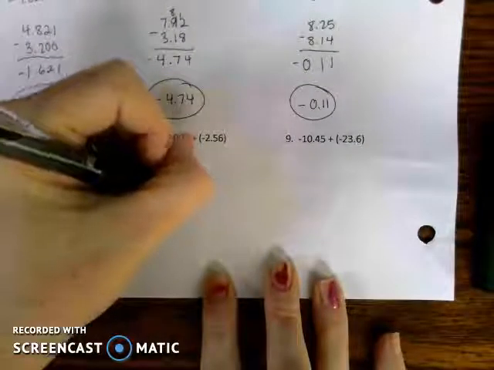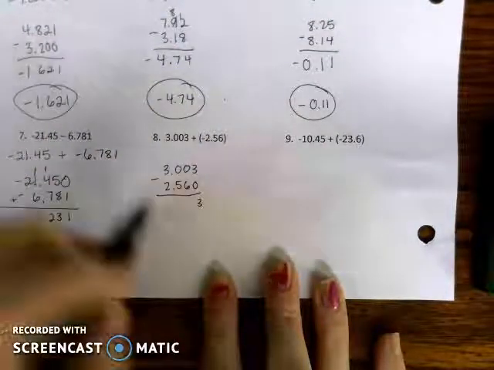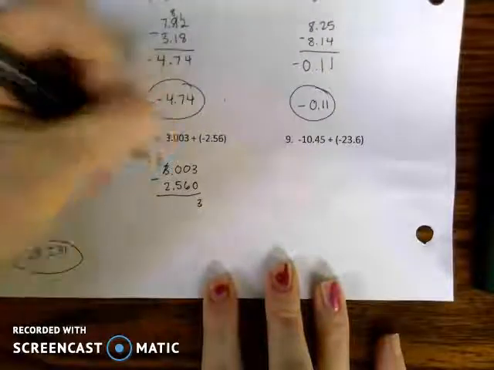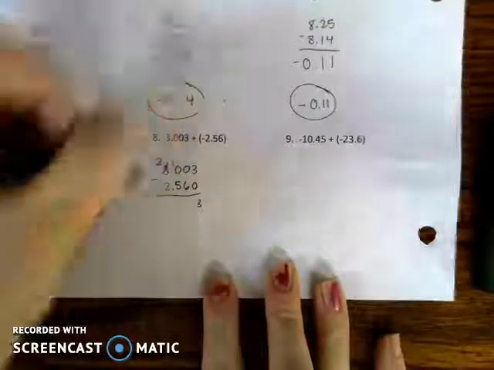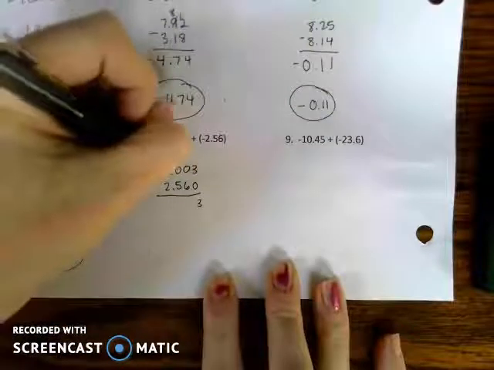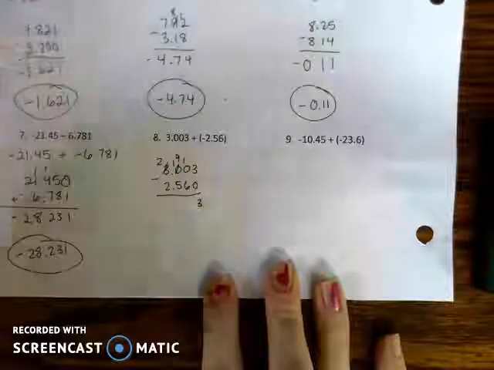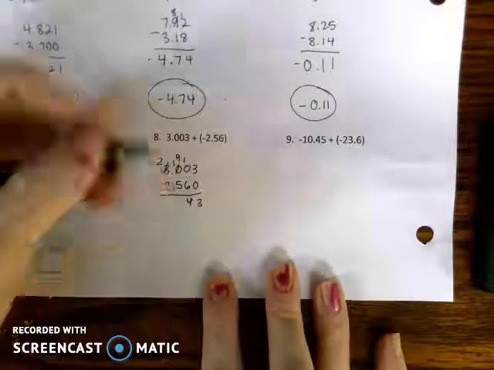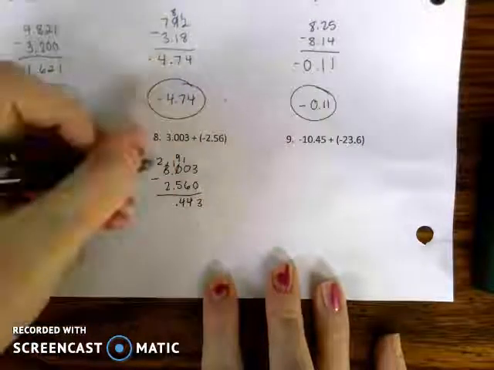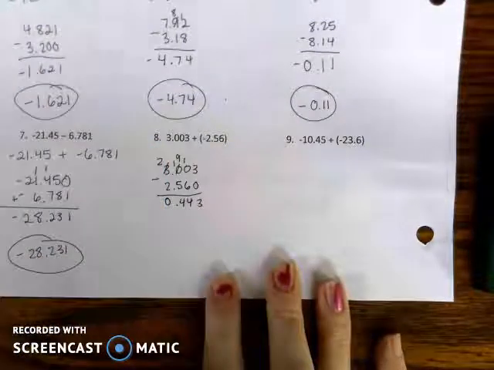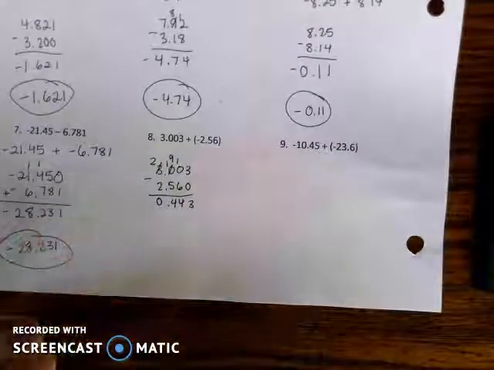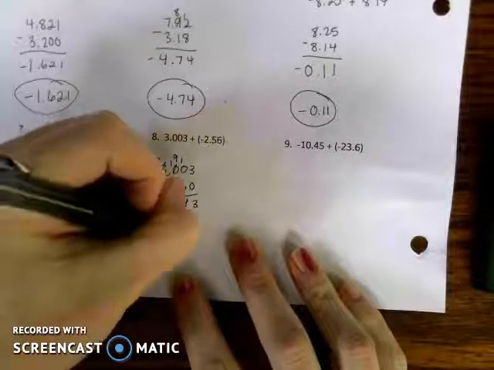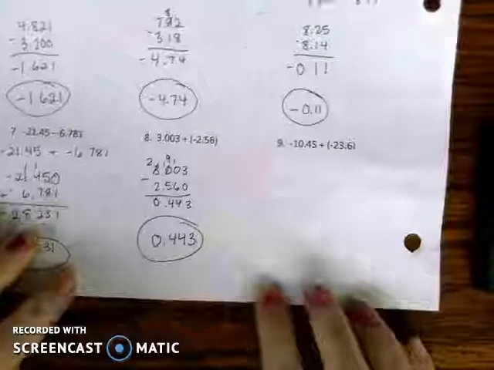So 3 minus 0 is 3. And then for the next one, we really need to borrow. So I'm going to borrow from my 3. So that becomes a 2. This becomes a 10, but I still need to borrow for my next number. So that's now a 9, and then we have a 10. So 10 minus 6 is 4. 9 minus 5 is 4. And 2 minus 2 is 0. So I have 443 thousandths as my answer. My answer is positive. So there's my final answer.